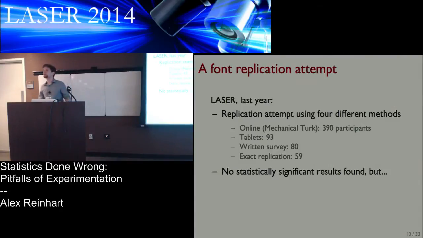And there was no statistically significant result. So they thought, well, that's strange. But maybe it's because we put the survey online. Maybe the people on Mechanical Turk aren't the same as the undergrads who did this first study. So let's do it with the same sort of population. So they got a bunch of undergrads to come into their lab and do the survey on a tablet. So 93 undergrads filled out the survey. Still no statistically significant result.